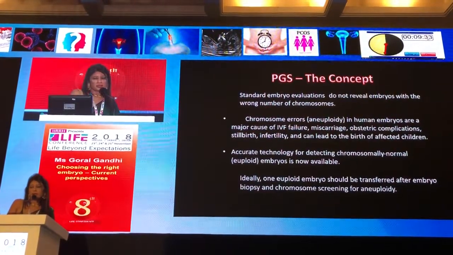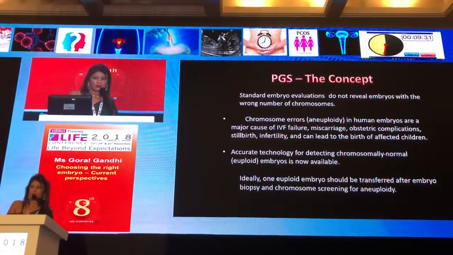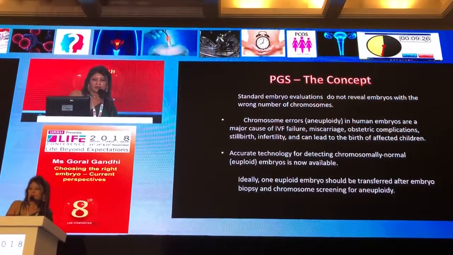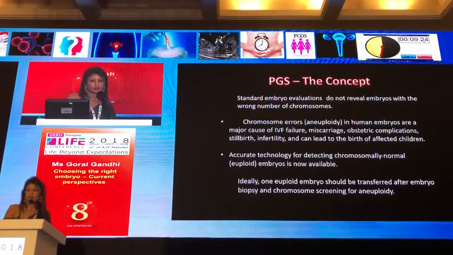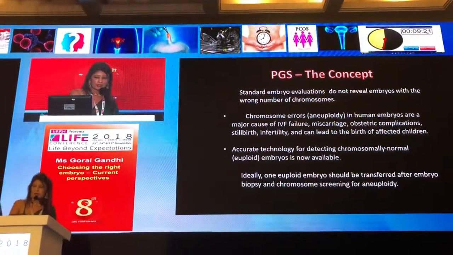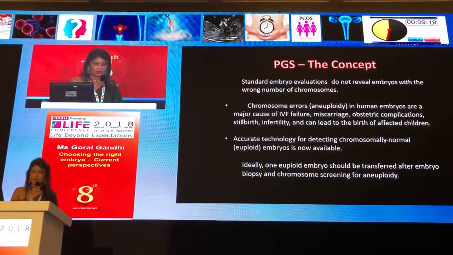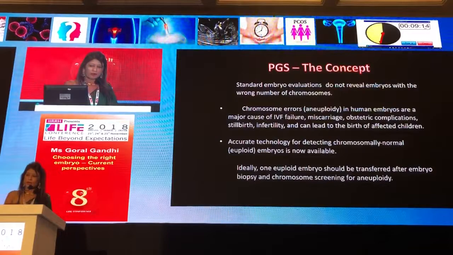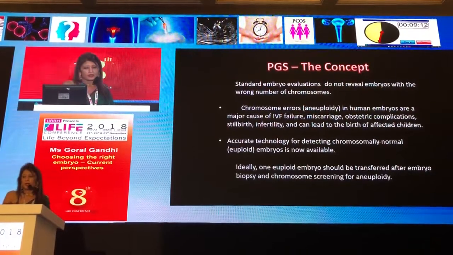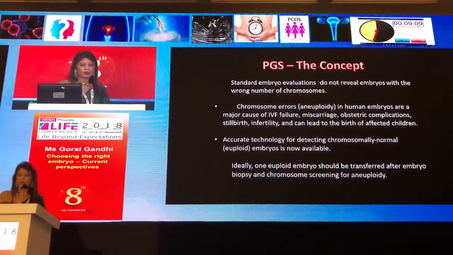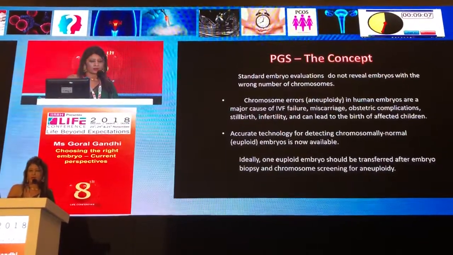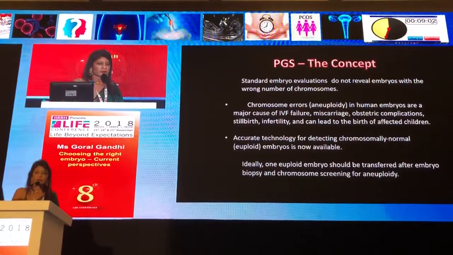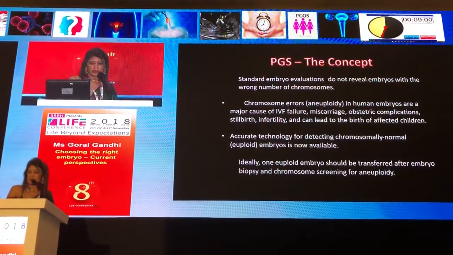Now, we have just seen that the standard embryo evaluations do not reveal embryos with the wrong number of chromosomes. Chromosomal errors in human embryos are a major cause of IVF failure, miscarriage, obstetric complications, stillbirth, and it can even lead to the birth of affected children. But fortunately, accurate technology for detecting chromosomally normal euploid embryos is now available. And so ideally, one euploid embryo should be transferred after embryo biopsy and chromosome screening for aneuploidy.